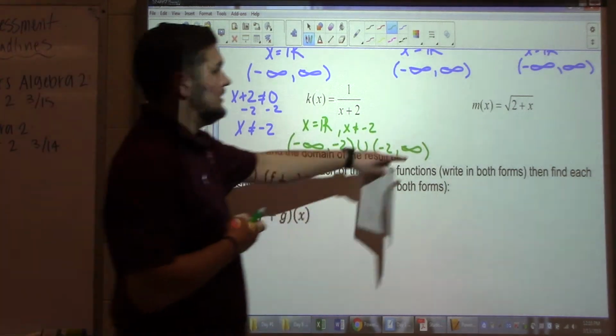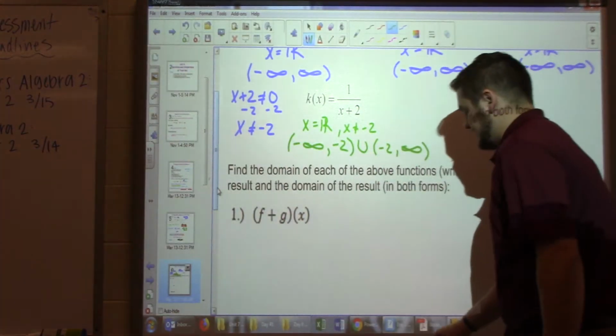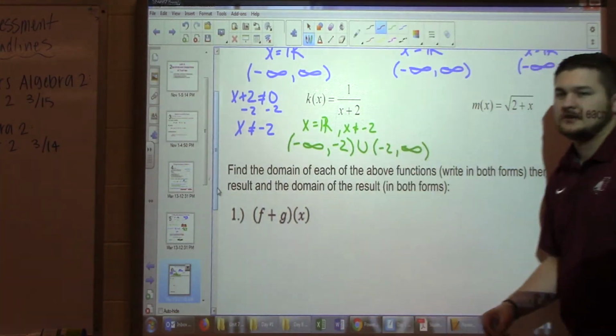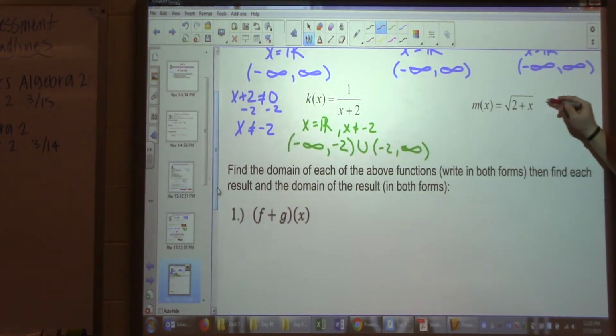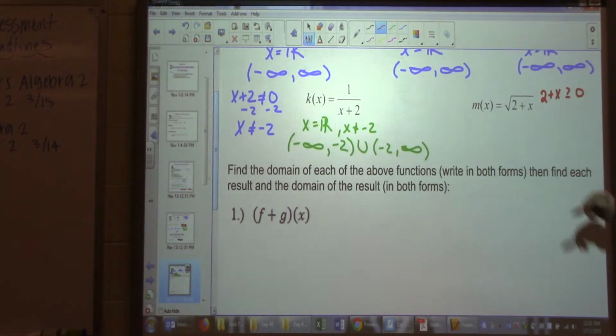Alright, last one. f of x equals the square root of 2 plus x. So we have a radical, take what's underneath it. Greater than or equal to 0. And solve for x. X greater than or equal to negative 2. All I did is subtract 2.